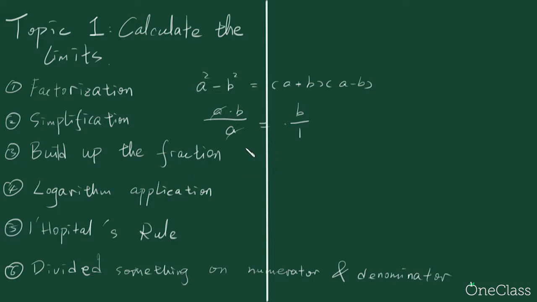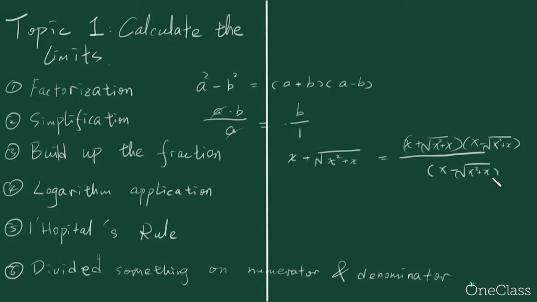The third one, build up the fraction, something like x plus the square root of x squared plus x, for example. You can build up the fraction by multiplying by x minus the square root of x squared plus x, and then dividing by the same term. So here the numerator is equal to x squared minus x squared minus x. So the two terms cancel out, and we're just left with negative x. This one is quite useful.